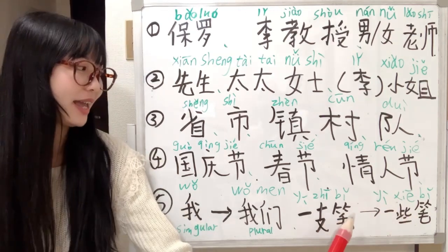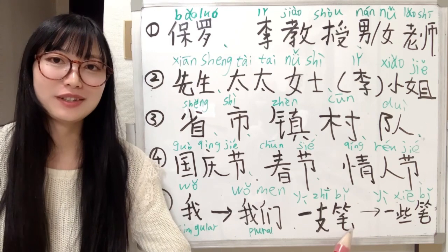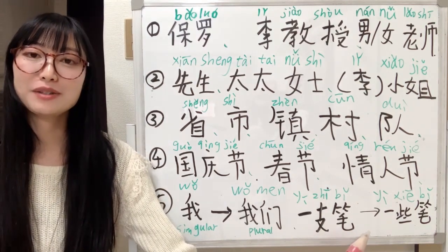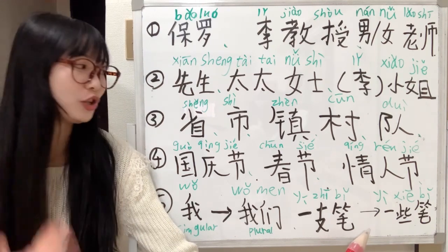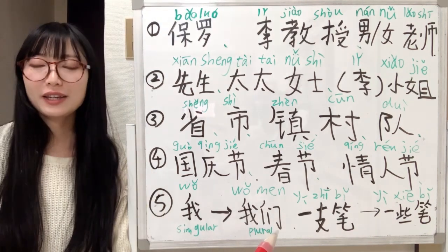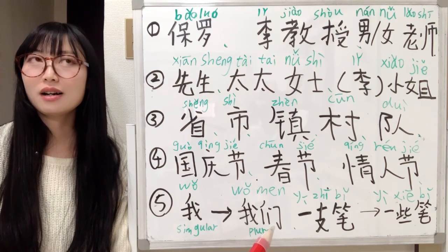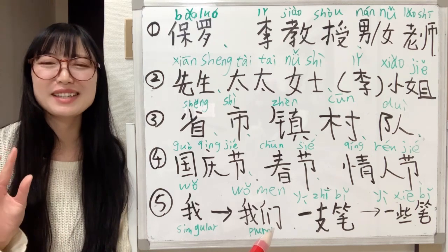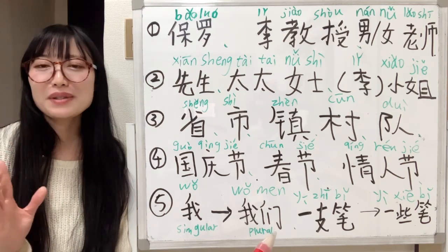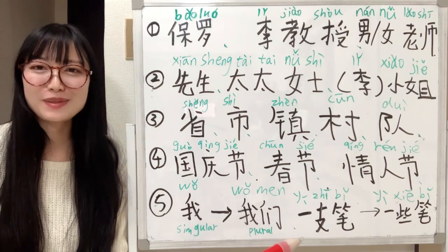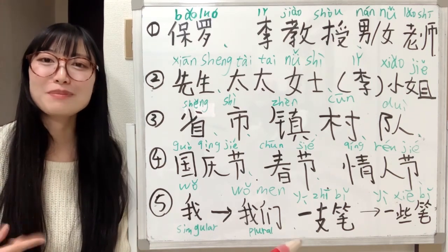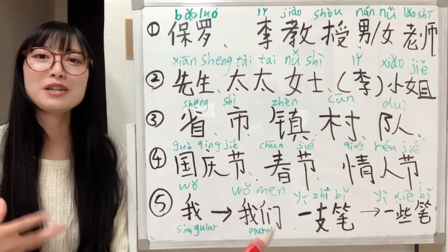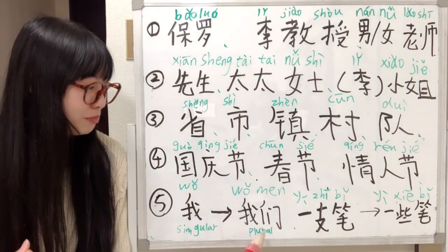We cannot add an s after this 笔. We cannot add men after 笔, because 笔 is not a human being. So men can be used only for human beings, and animals also. 动物们, we can say that, but we don't really say that. Both okay. I mean, with language sometimes the rule is that basically men can be used only after people as the plural.